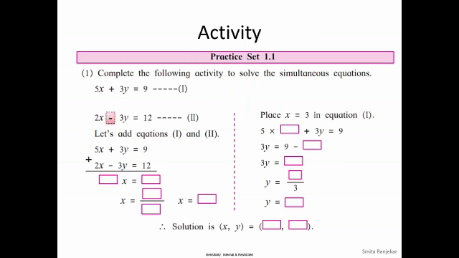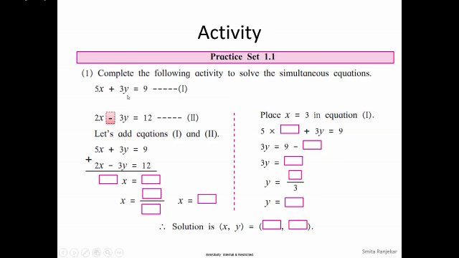First question is again activity based. See, complete the following activity to solve the simultaneous equations. First equation is 5x plus 3y is equal to 9. Second equation, see children, there is a printing mistake. In the textbook it is printed as 2x plus 3y is equal to 12, but it should be 2x minus 3y is equal to 12. Now we are going to fill in the boxes. So be ready with your pencil and start solving.